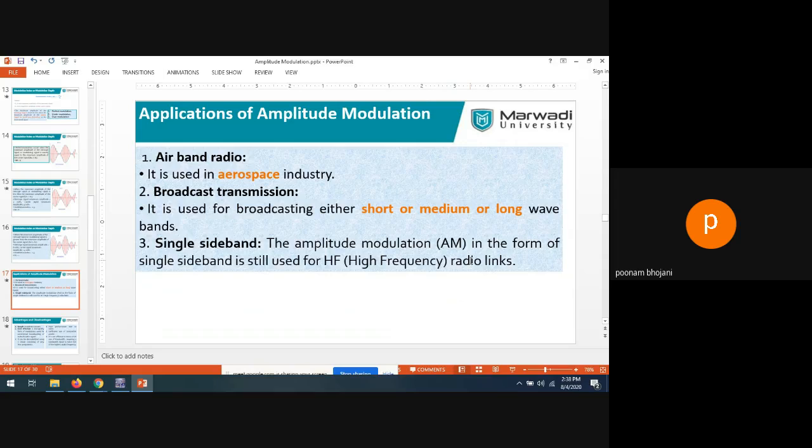For a detailed study of all these techniques, you have to study them in detail. Some EC students study these techniques as one of their subjects, so you can understand that this is a big syllabus. That is not in your syllabus in detail, but they are saying that amplitude modulation can have different forms: double sideband suppressed carrier, single sideband, and vestigial sideband. These are some of the techniques used in different applications. Here we are looking at three main applications: airband radio, broadcast transmission, and high frequency radio links, but in the form of single sideband.